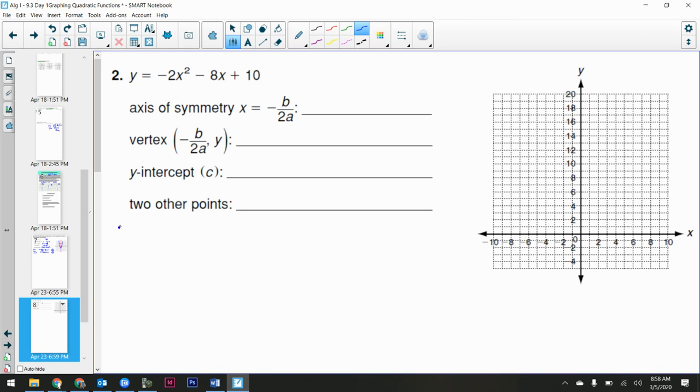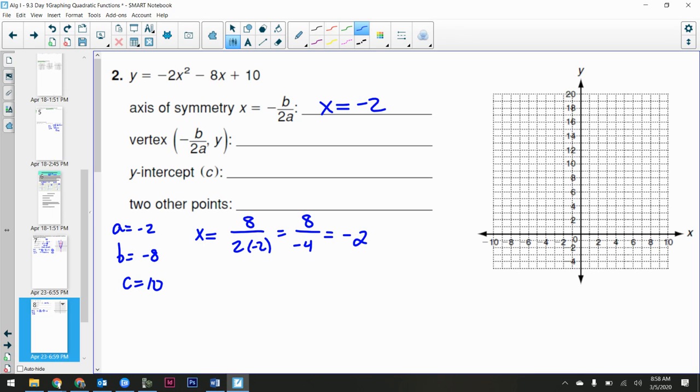Okay, so we know that A is -2, B is -8, and C is +10. So my axis of symmetry is x equals -B over 2A, which is +8 over 2 times -2, or 8 divided by -4. Did you all get -2, x equals -2? If you got +2, go back and check.